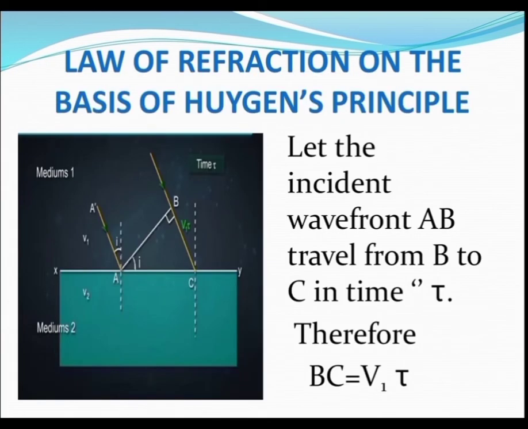Let the incident wavefront AB travel from B to C in time tau. Therefore, BC equals V1 tau. From the diagram, it is clear that incident wavefront AB is traveling from B to C in time tau, because V1 is the speed of light in medium 1. Therefore, BC equals V1 tau. Also, the angle BAC is equal to i, which is the angle of incidence.